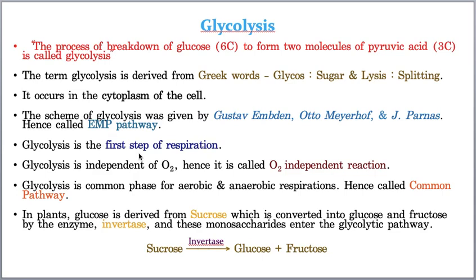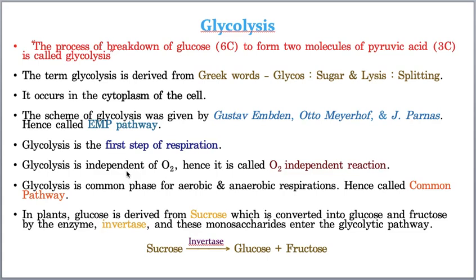Last lecture I told you, in the mechanism of respiration, that respiration takes place in three steps. The first step is glycolysis, the second step is the Krebs pathway, and the third step is the electron transport system. So glycolysis is the first step of respiration, where oxygen is not required for glycolysis. Because oxygen is not required, glycolysis is called an oxygen independent reaction.